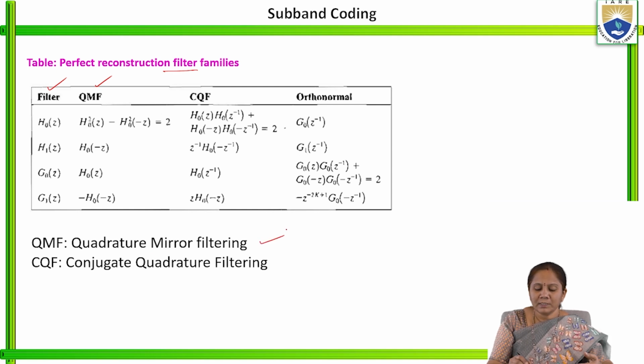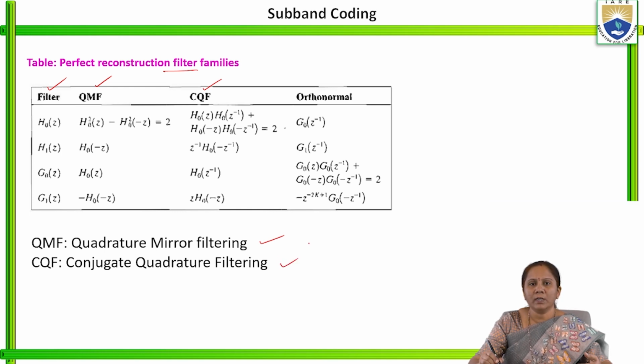So QMF represents quadrature mirror filtering, and the third column represents another type of filters, that is CQF. CQF is the conjugate quadrature filtering, and the last one represents orthonormal filters. So all these are the perfect reconstruction filter families. That means we are going to reconstruct the output same as the input without any loss, that is error.